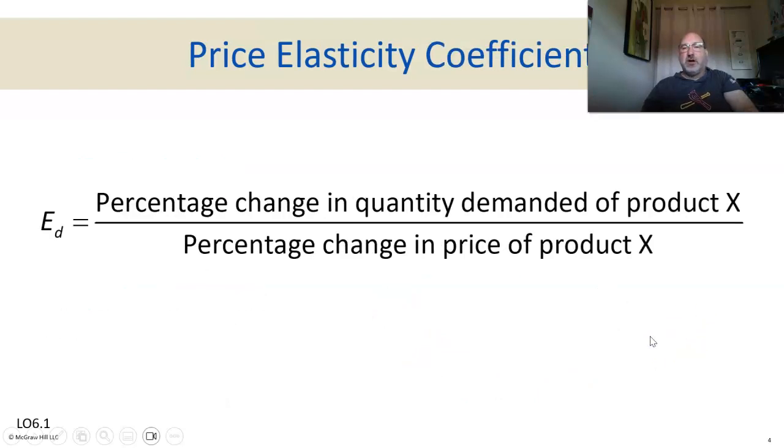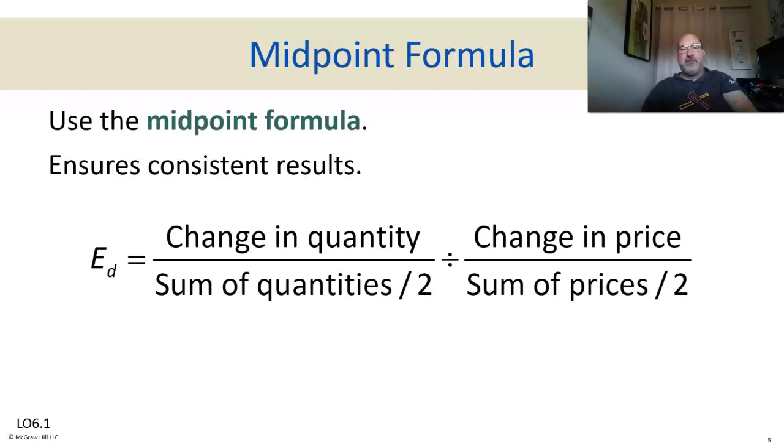There we go. So your price elasticity coefficient, E sub D, is how we're going to do elasticity of demand. It is the percentage change in quantity demanded of product X divided by the percentage change in price of product X. And so we are going to use a midpoint formula. We're going to use that to ensure consistent results, because if you have 2 points, we want to make sure that whether you're going up or down, some of you may go up, some of you may go down, you both get the same number in the end.